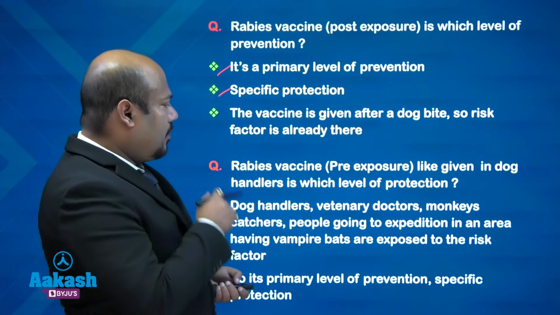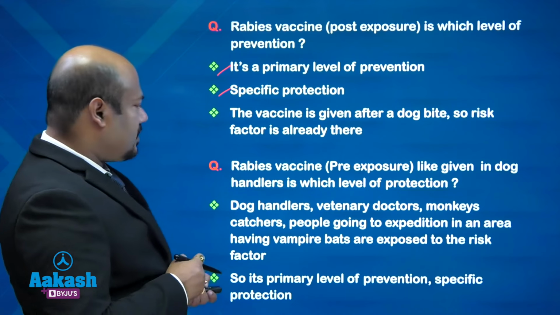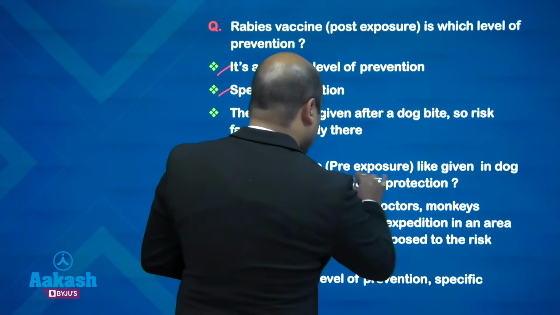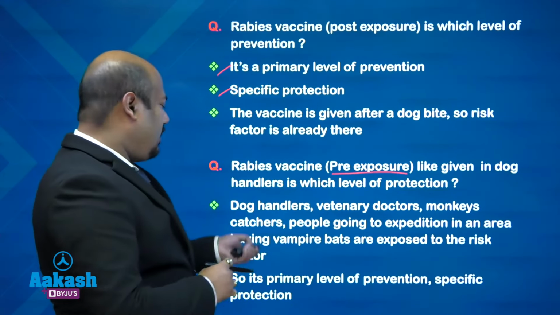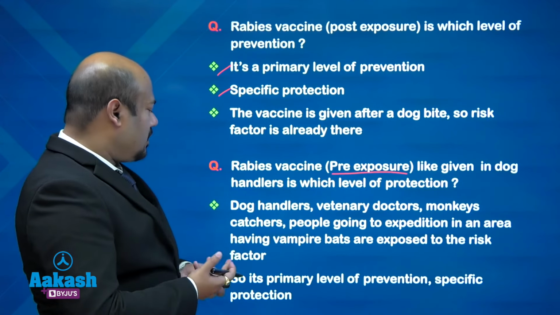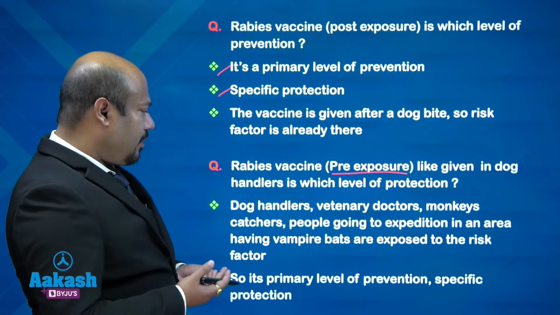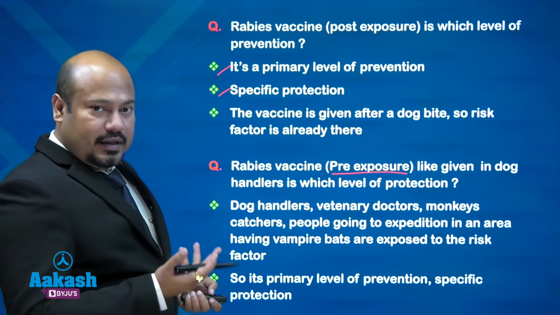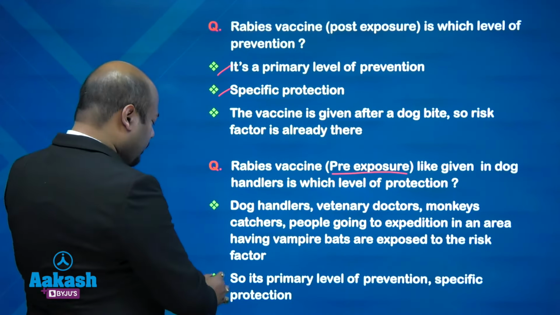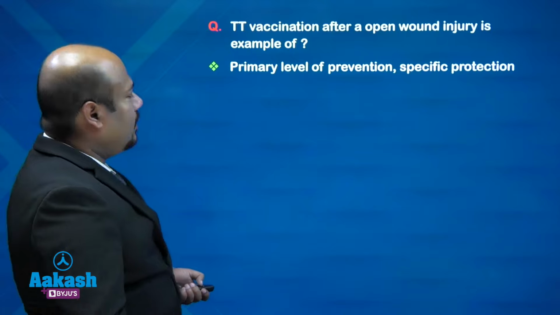Rabies vaccine, pre-exposure, like given to dog handlers, in which level of prevention? Pre-exposure. Okay. See, dog handlers, veterinary doctors, monkey catchers, people going on expedition in an area where there are vampire bats are exposed to risk factor. So again, this will be what? Primary level of prevention, specific protection.